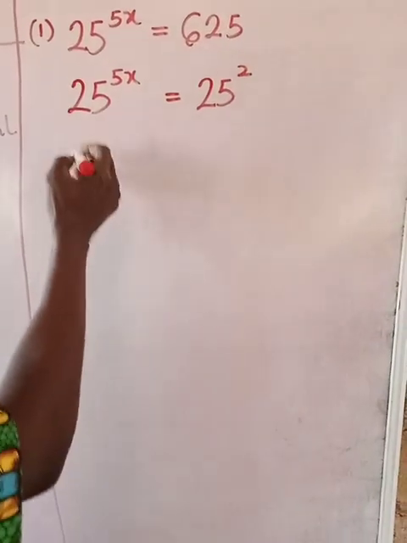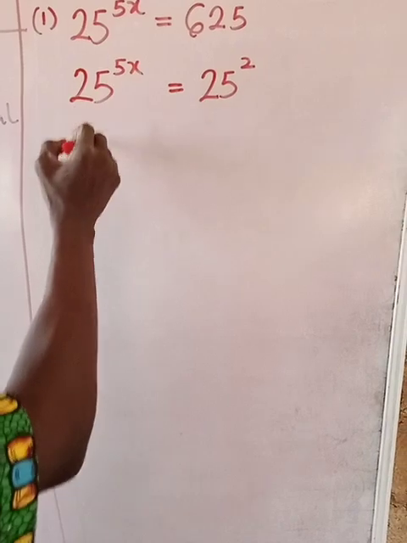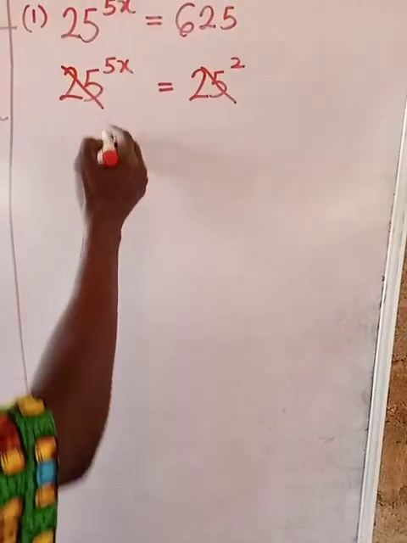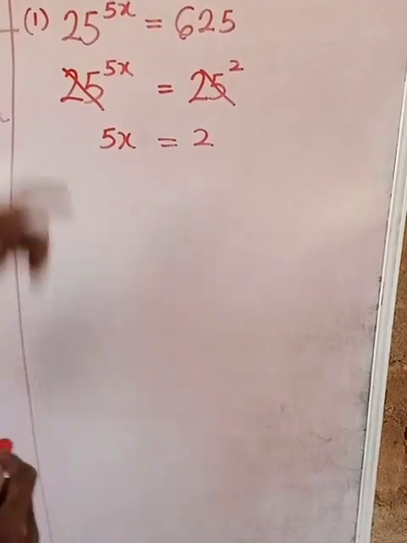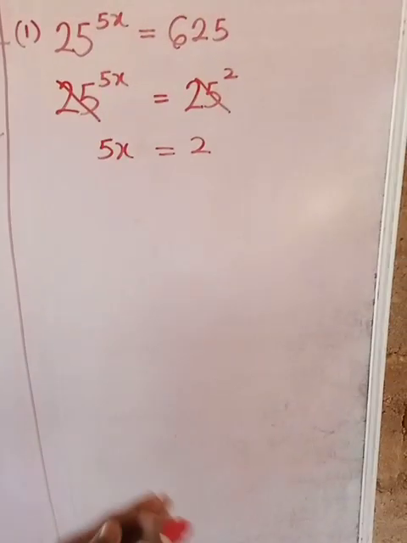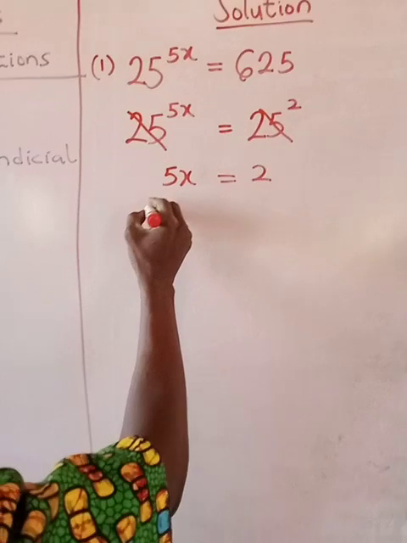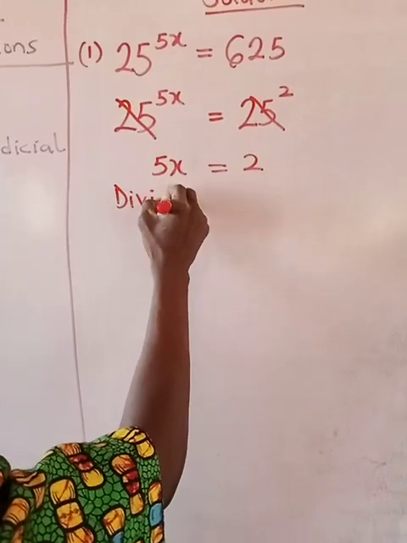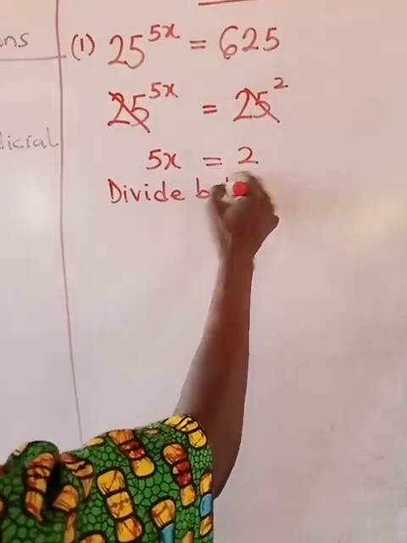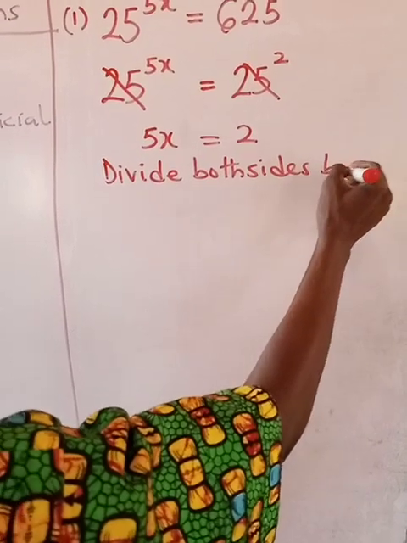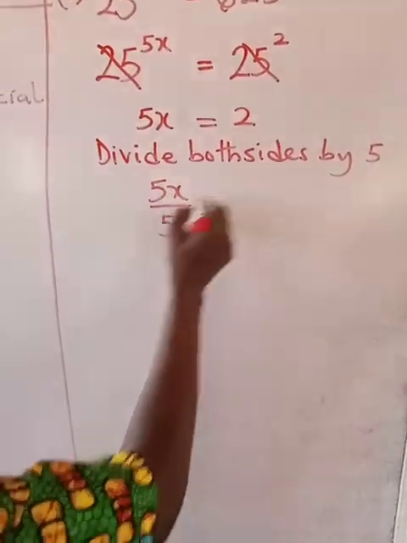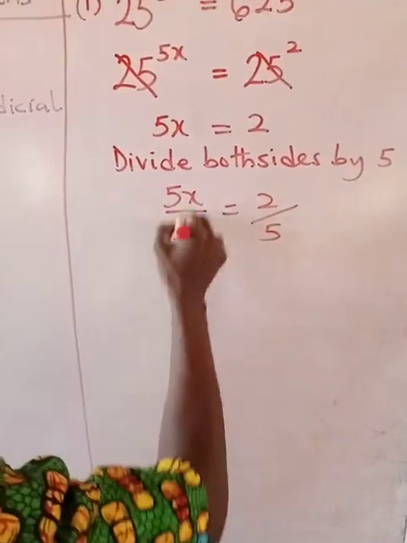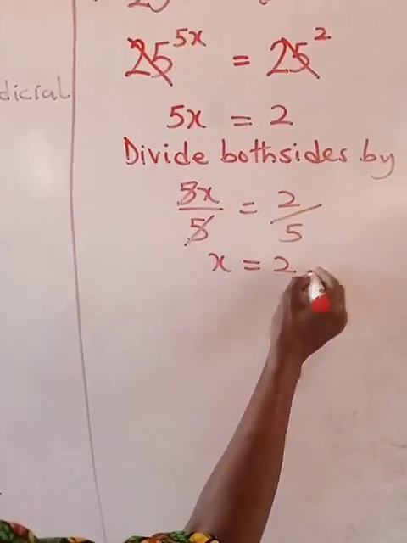So now you can cancel the base out. 25 here, then you cancel this. So you have 5x equals 2. Why will you do that? When you have a common base, it can cancel out like that. So if 5x equals 2, then you divide both sides by the coefficient of x. That's 5. 5x over 5 will be 2 over 5. Then x is 2 over 5.